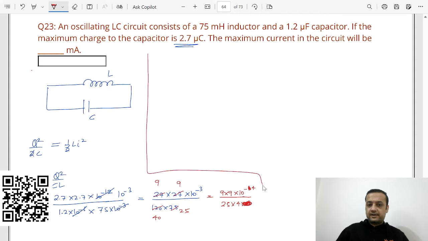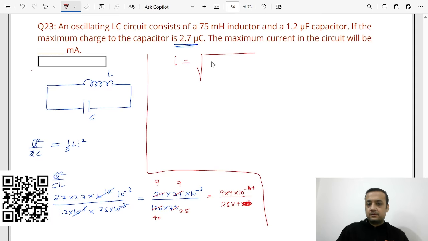Okay, so if we are getting the value of I square as this, what is the value of I? I will be the under root of this value, 9 into 9 into 10 to the power minus 4 upon 25 into 4. So that means this will be 9 into 10 to the power minus 2 upon 5 into 2. Okay, so that means 9 into 10 to the power minus 3 ampere. That means 9 milliampere. So the answer will be 9.